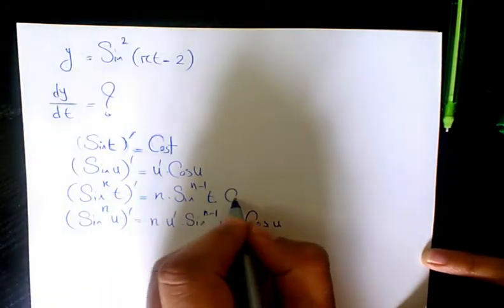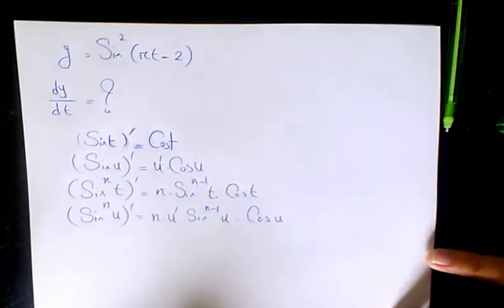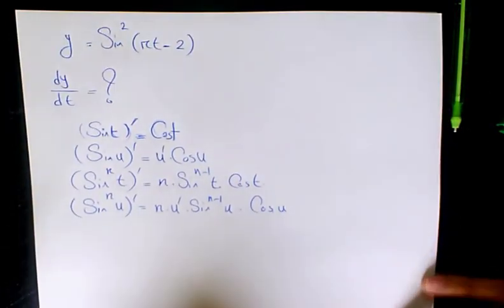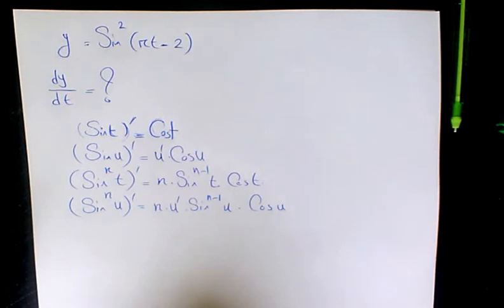Here I forgot to write cosine t. So these are different combinations you have for finding the derivative of sine.